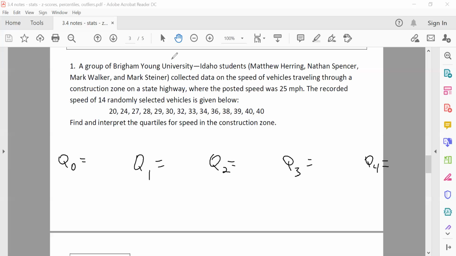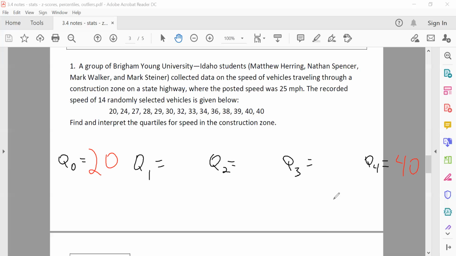Now, we have to put the data from least to greatest first, which just so happens to have already been given to you. If this data wasn't given to you in least to greatest, what would you need to do? Exactly, do it yourself. Order it, put it in least to greatest. But it just so happens to be done. Once you do that, the Q0 and the Q4 values are right there. They're handed to you. 20 and 40.